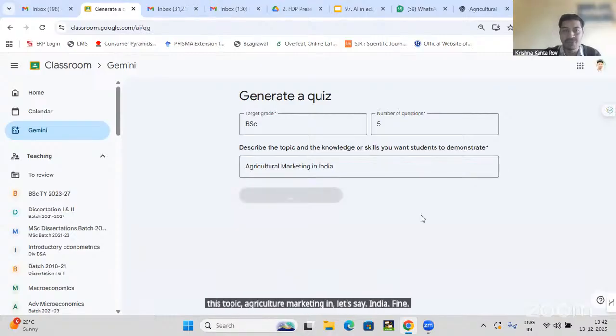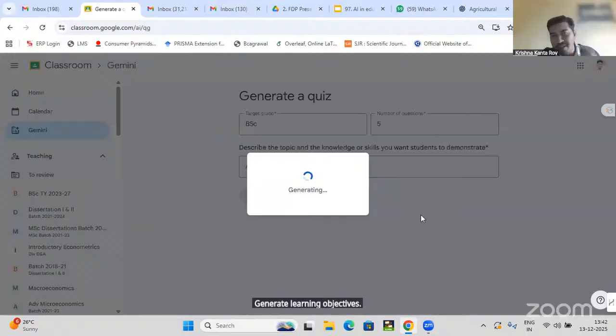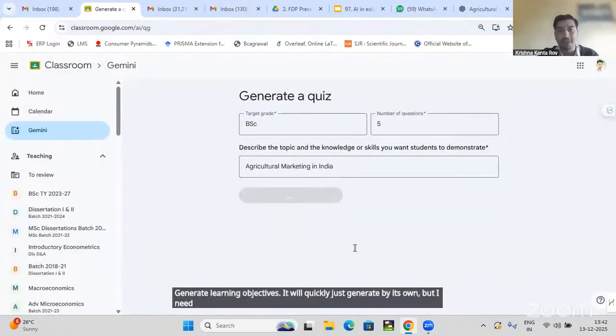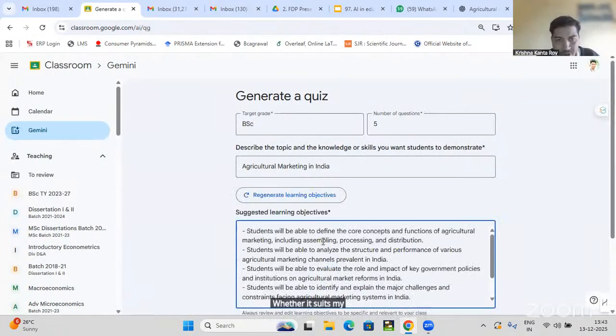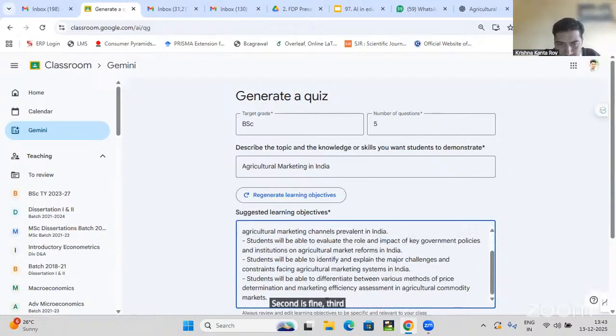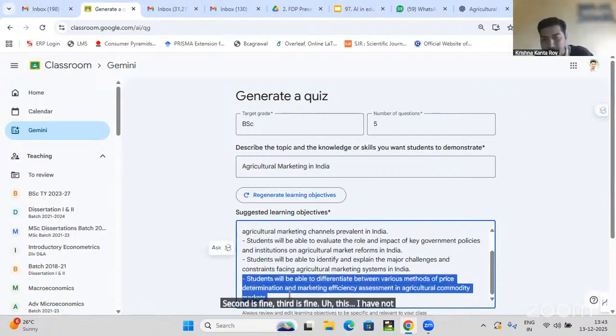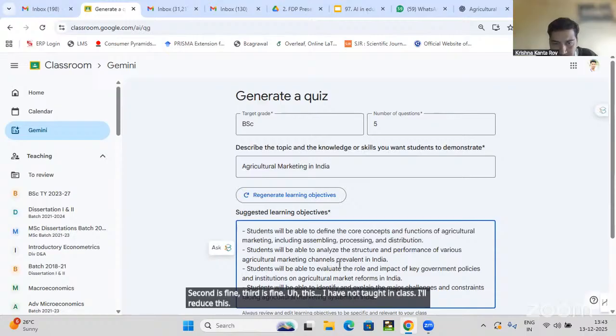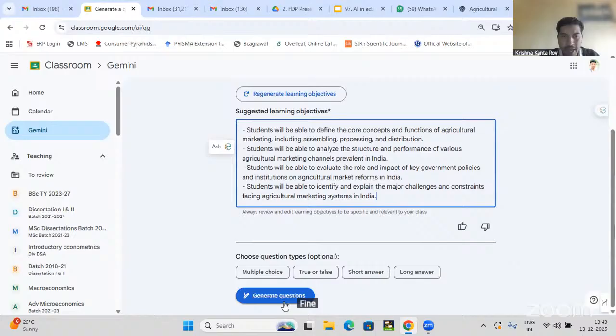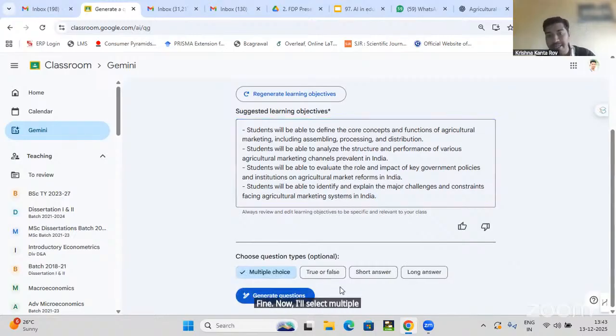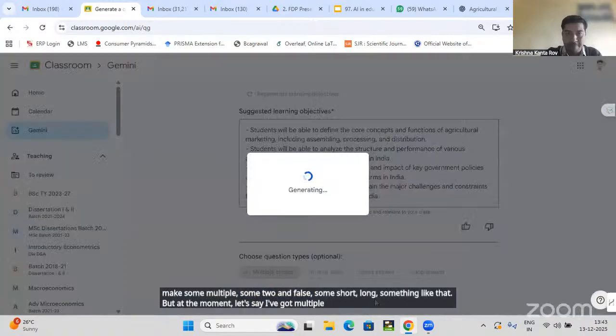Generate learning objectives. It will quickly generate by its own, but I need to confirm whether it suits my students. I'll quickly have a look. First objective, fine. Second is fine. Third is fine. This I have not taught in class, I'll reduce this. Or this I have analyzed. Fine. Now I'll select multiple choice. If I don't select, it will make some multiple, some true and false, some short, long, something like that. But at the moment, let's say I want multiple choice questions.